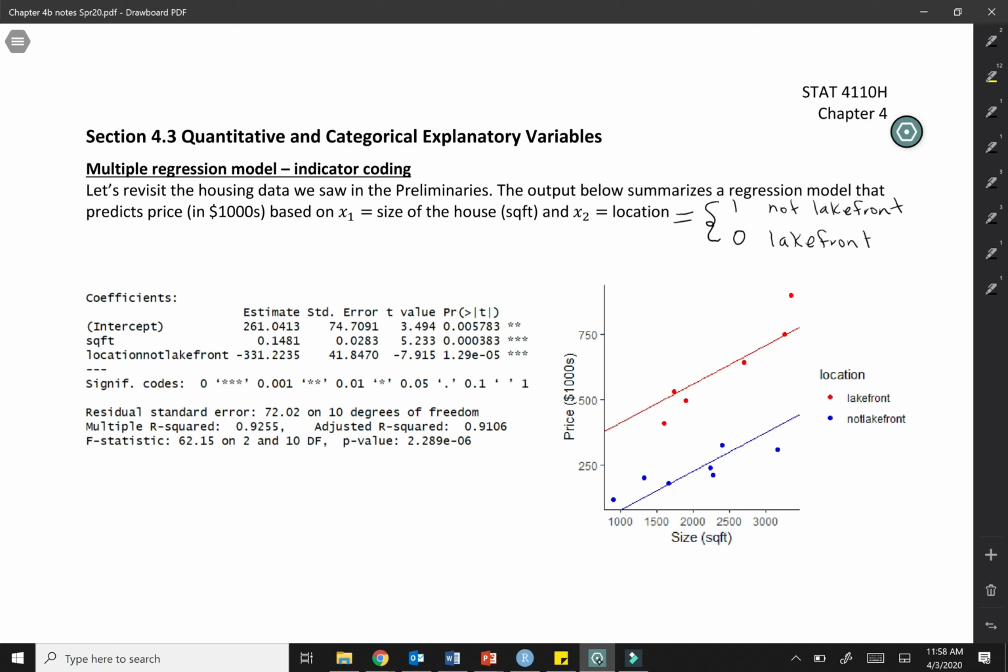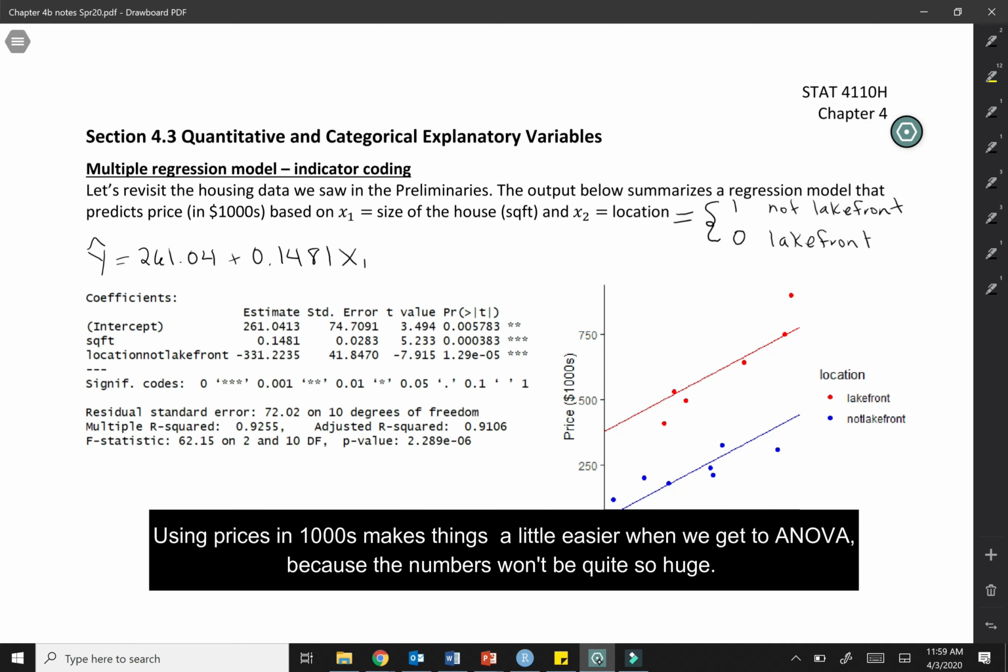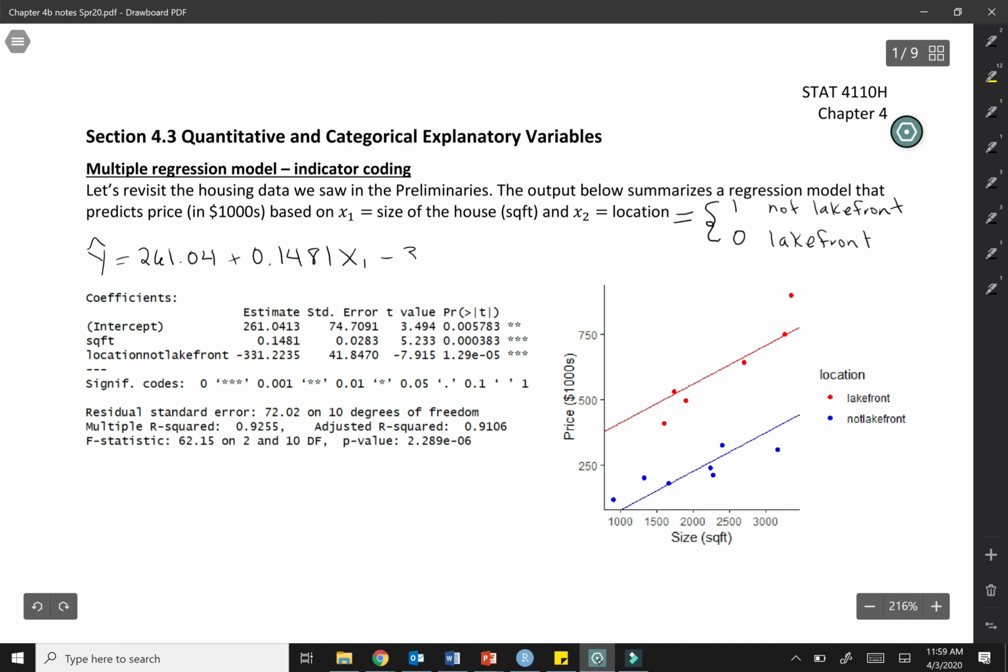Okay, so let's write out our prediction equation. Our predicted values, our y hat, would be: our intercept is 261.04, plus 0.1481 times x1. Remember, that's the size of the house. By the way, I have changed this to where the prices are given in thousands, so that's why the scale of these slopes has changed now. Minus 331.22, and this is where we plug in our location variable. What we're plugging in here would just be either a 0 or a 1.